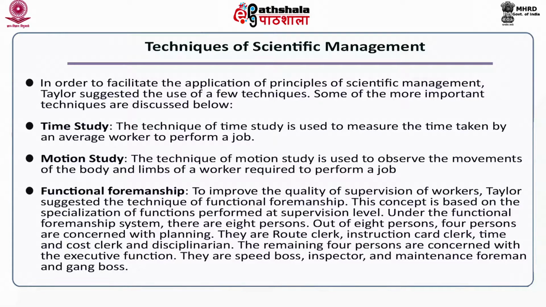Functional foremanship. To improve the quality of supervision of workers, Taylor suggested the technique of functional foremanship. This concept is based on the specialization of functions performed at the supervision level. Under the functional foremanship system, there are 8 persons. Out of 8 persons, 4 persons are concerned with planning. They are route clerk, instruction card clerk, time and cost clerk, and disciplinarian. The remaining 4 persons are concerned with the executive function. They are speed boss, inspector, maintenance foreman and gang boss.